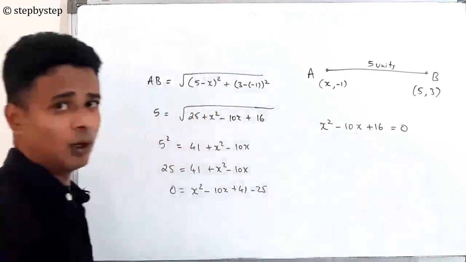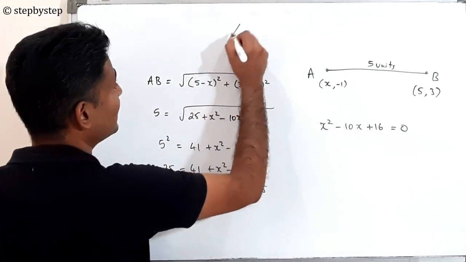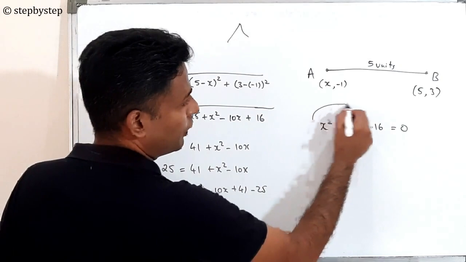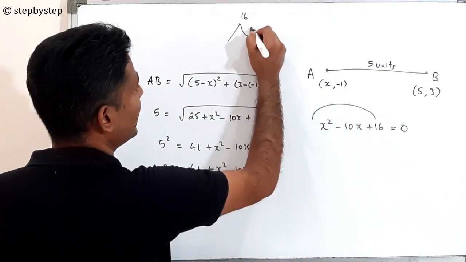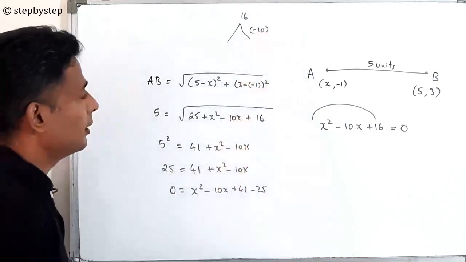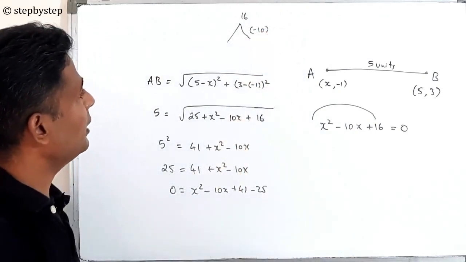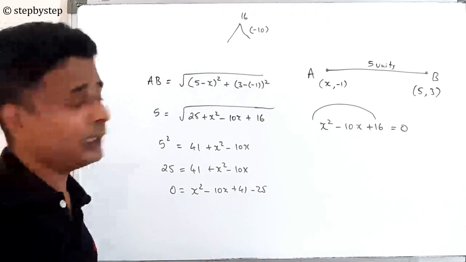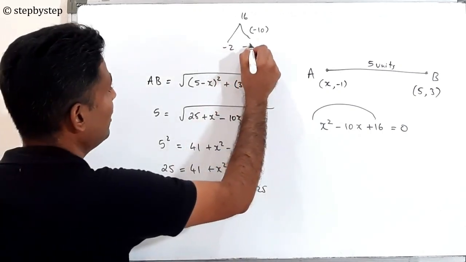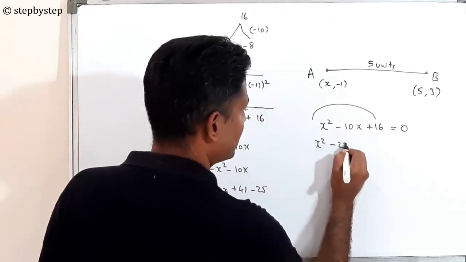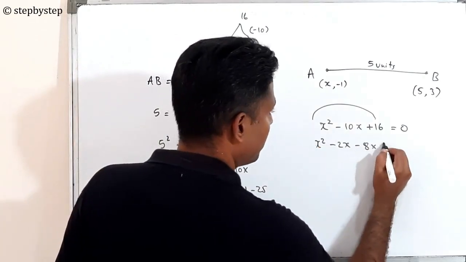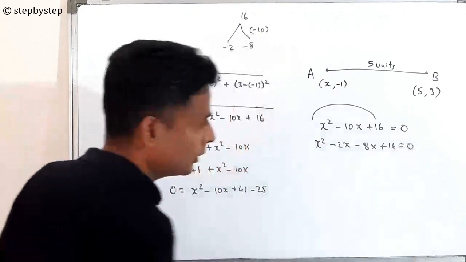Now this is a quadratic equation. We'll do the factorization method. When you multiply the first and last, you should get 16, and when you add you should get minus 10. So two numbers which when you multiply you get 16 and when you add you get minus 10, that is minus 2 and minus 8. So this will become x square minus 2x minus 8x plus 16 equal to 0.